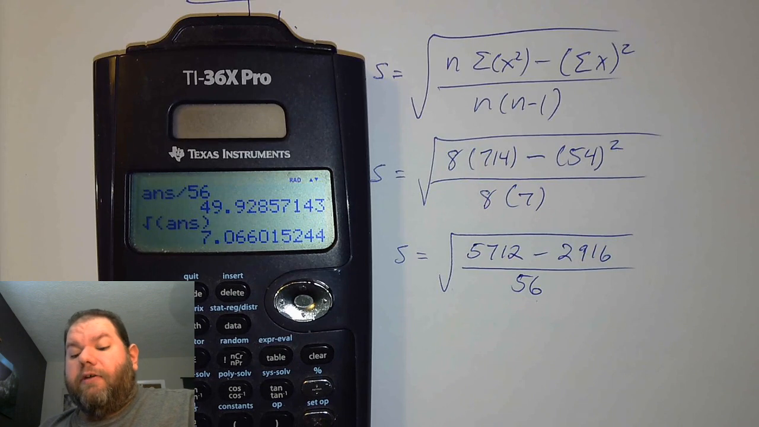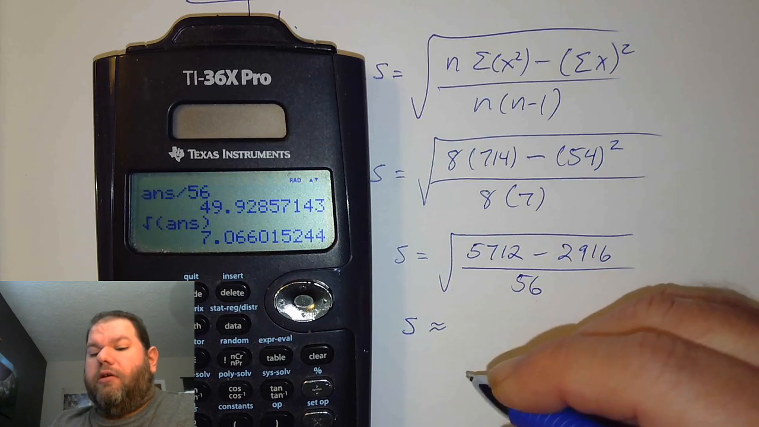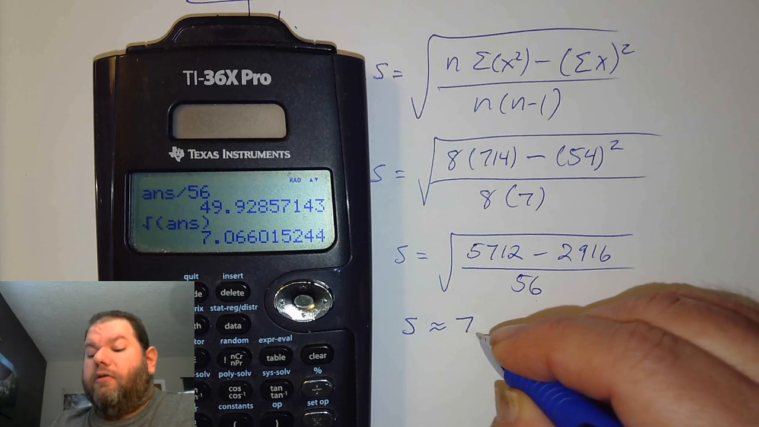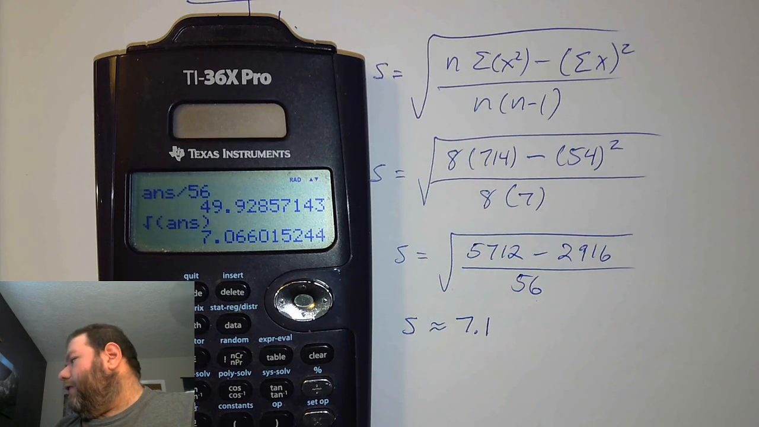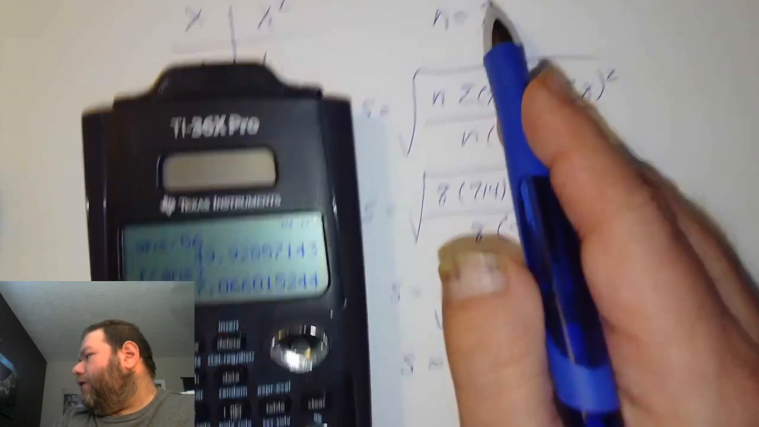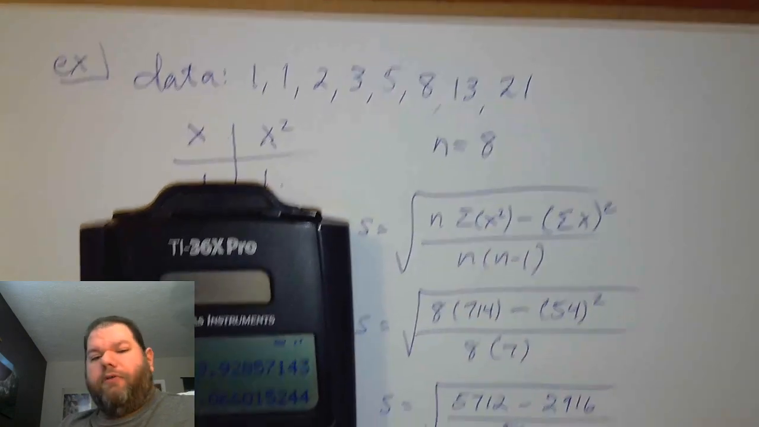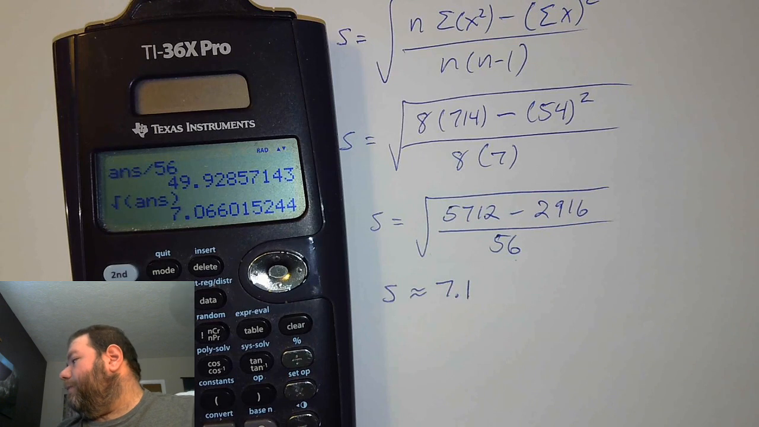And it gives us a value of 7.066. So we might go ahead and just round that to 7.1, because if our data is whole numbers like we have here, then we would like to go to 1 decimal place in this instance.